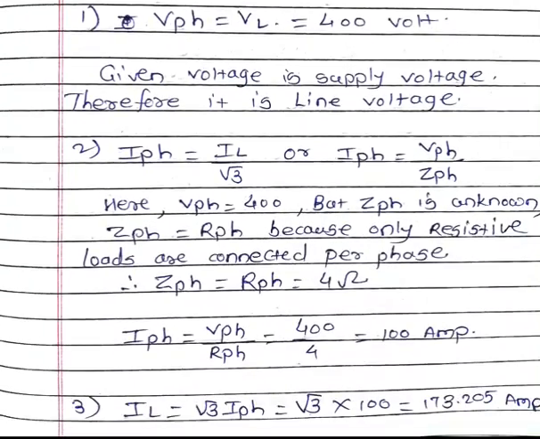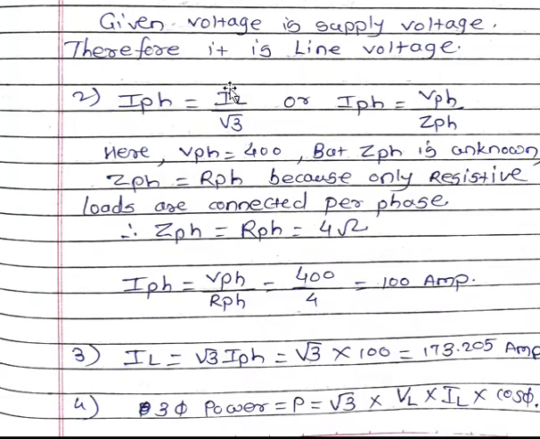Now we calculate the value of phase current. Phase current is equal to IL by root 3, or IPH is equal to VPH by ZPH. Here VPH is given as 400 volt, but ZPH is unknown. But this circuit contains only resistive elements. Therefore, we consider ZPH as RPH. Therefore, ZPH is equal to RPH is equal to 4 ohm. Therefore, the value of IPH is equal to VPH divided by RPH, 400 volt divided by 4 ohm. The value of phase current is equal to 100 ampere.